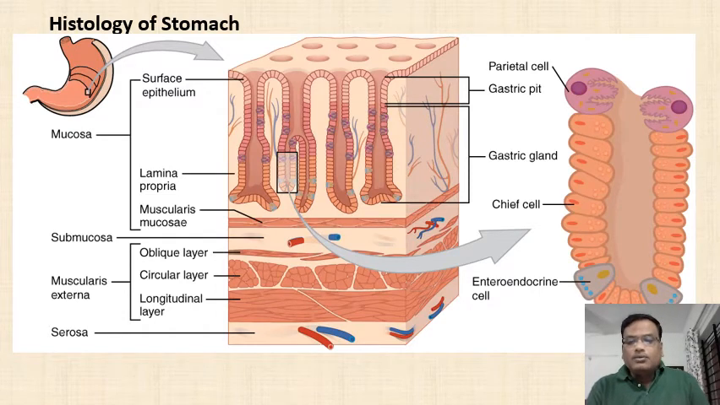So here one gastric pit is enlarged, showing different kinds of cells. Structurally you find different types of cells, and they are different functionally also. So this is a very simple picture showing all the four layers of the stomach wall: outermost serosa, then muscularis layer, submucosa layer, and the innermost mucosa layer.